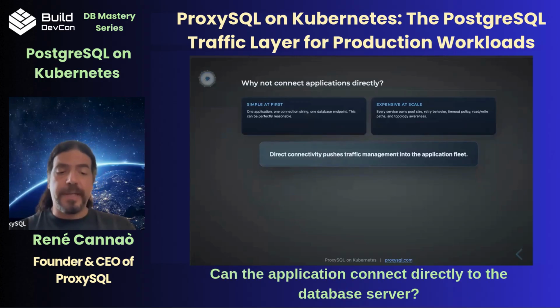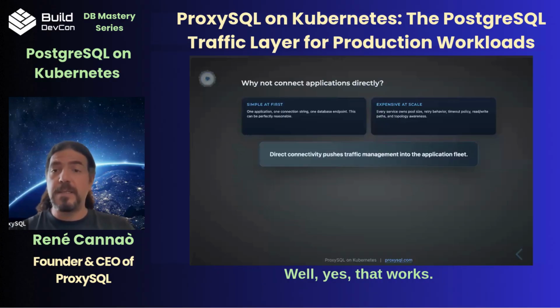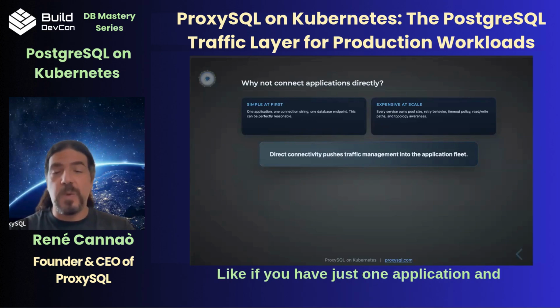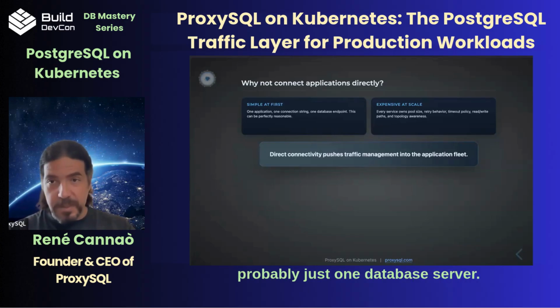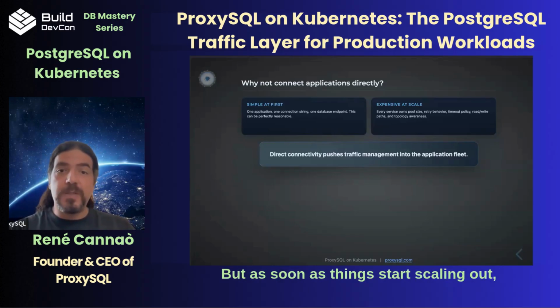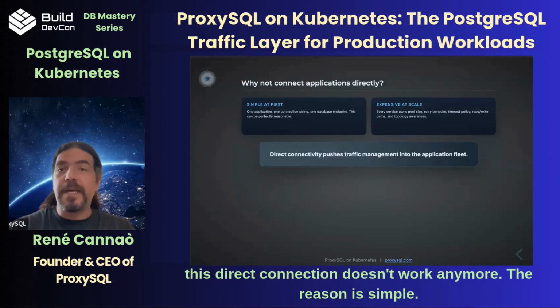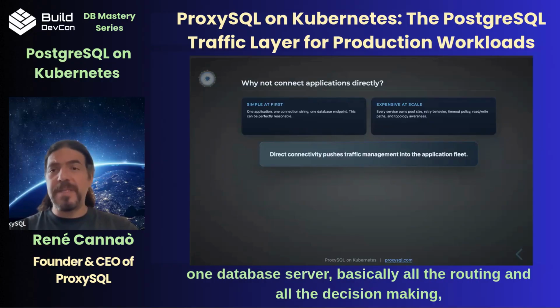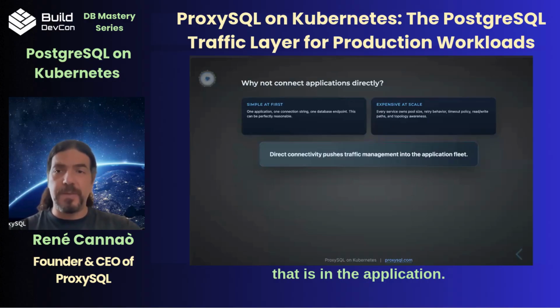Can the application connect directly to the database server? Well, yes, that might work reasonably well if the application is extremely simple. Like if you have just one application and probably just one database server. But as soon as things start scaling out, a direct connection doesn't work anymore. The reason is simple: if you have just one application and one database server, basically all the routing and all the decision making is in the application.